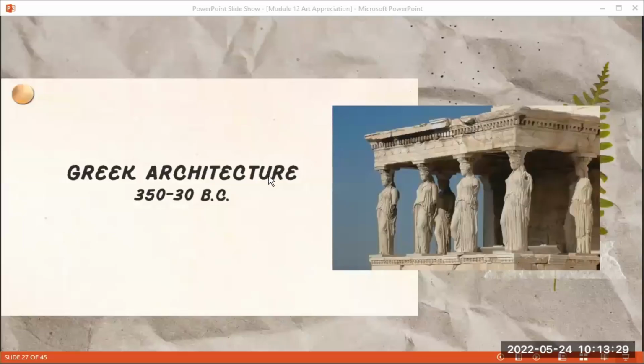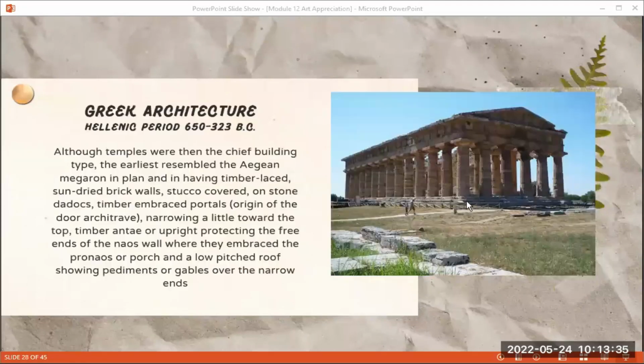Now, let's talk about Greek architecture, which is from 350 to 30 BC. Now, Greek architecture during the Hellenic period, that is 650 to 323 BC. Now, temples were the chief building type.